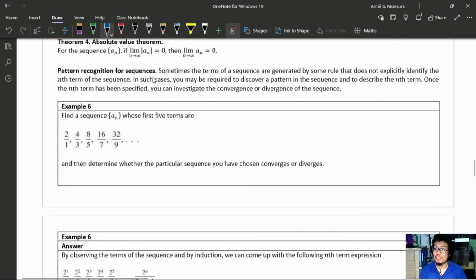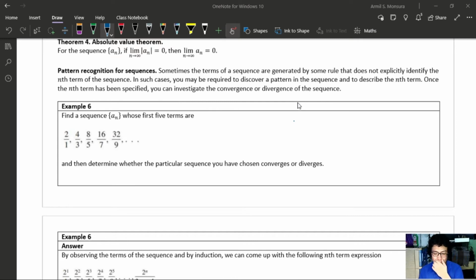Pattern recognition for sequences. Sometimes the terms of a sequence are generated by some rule that does not explicitly identify the nth term of the sequence. In such cases, you may be required to discover a pattern in the sequence and to describe the nth term. Once the nth term has been specified, you can investigate the convergence or divergence of the sequence.